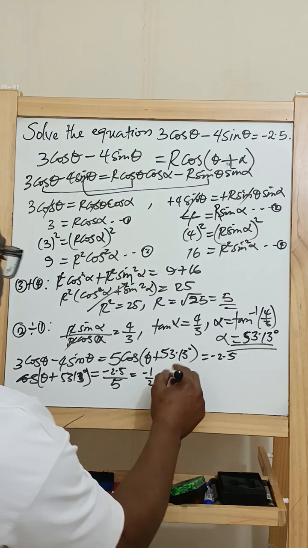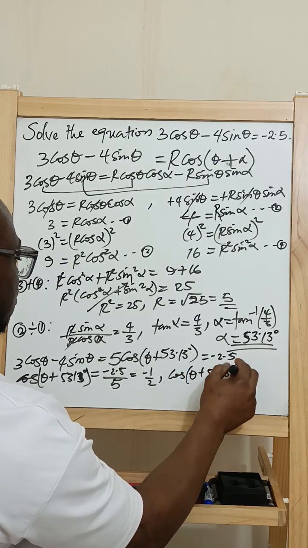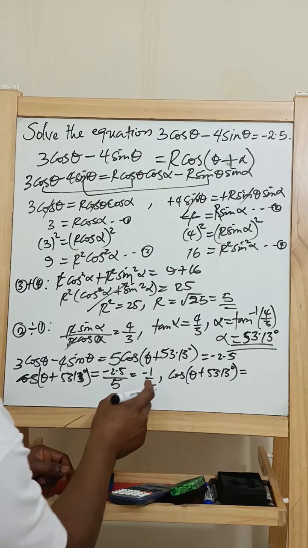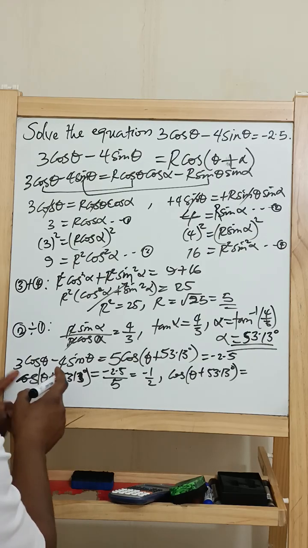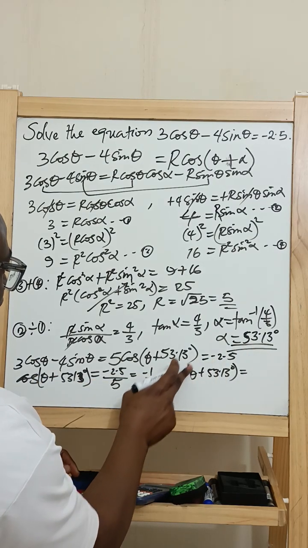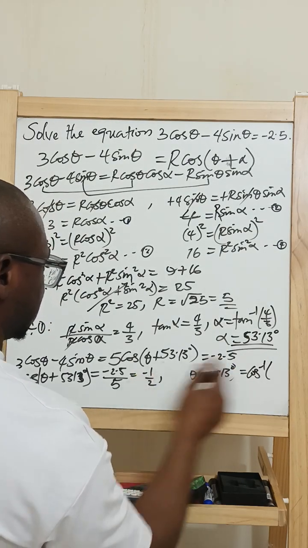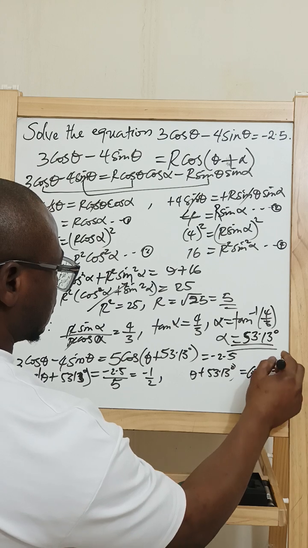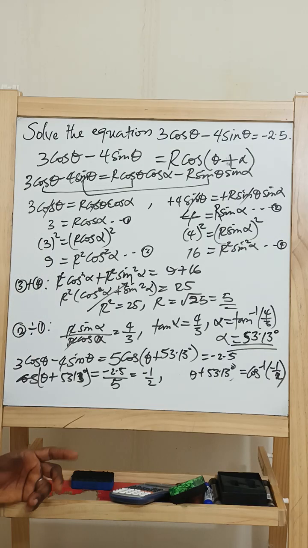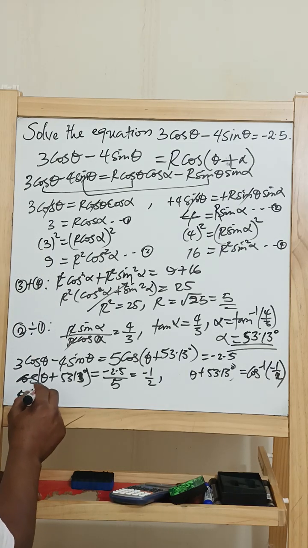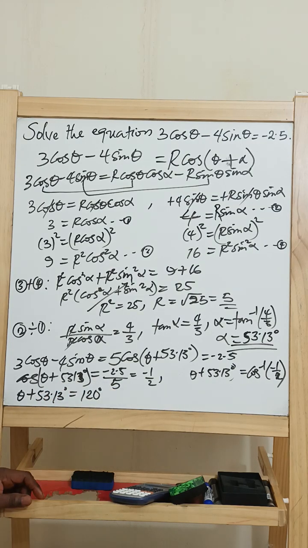So that means cos(theta plus 53.13 degrees) equals minus 1 over 2. Now if this cos goes to the other side, that will be arc cos. So we have arc cos of minus 1 over 2. What is arc cos of minus 1 over 2? You know that's 120. So theta plus 53.13 degrees is 120 degrees.